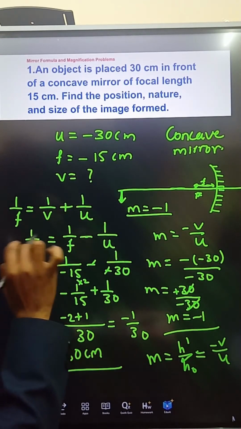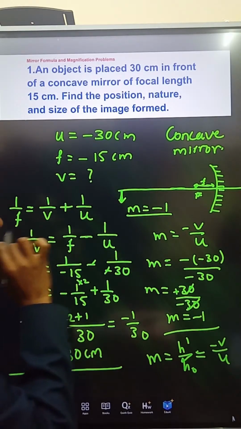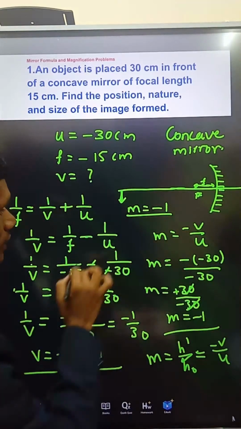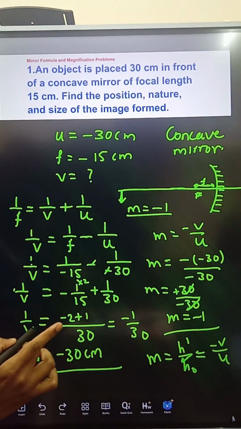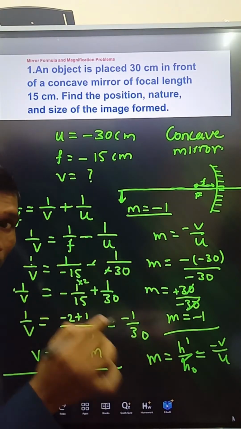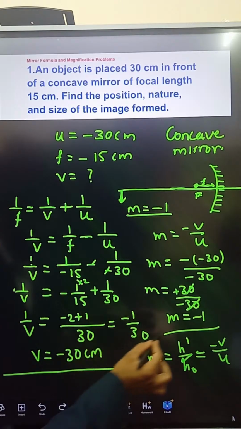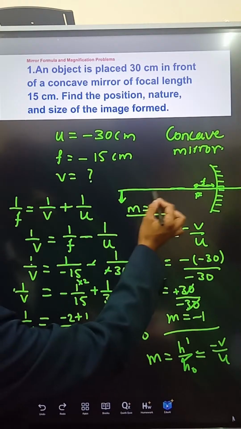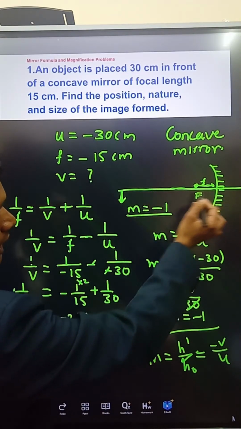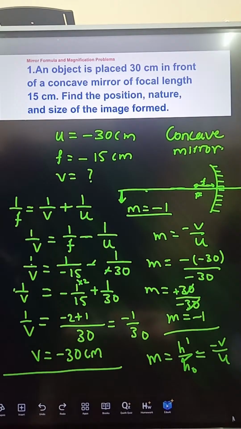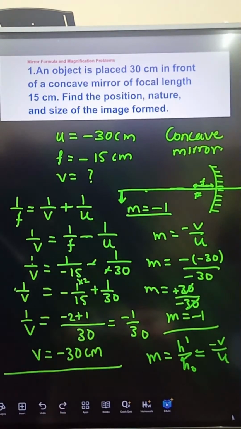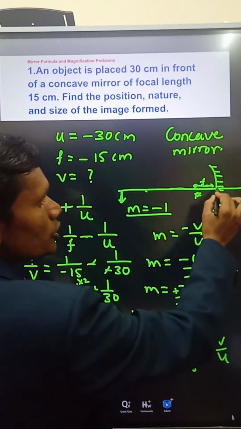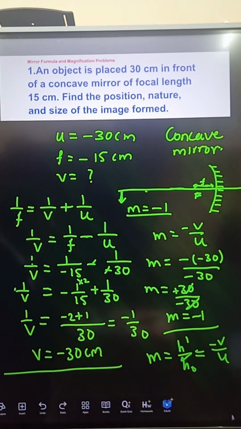Why are we getting a real image? Because you know that the image distance we got here is minus 30 centimeter. What does minus 30 centimeter indicate? We are measuring the distance from the origin to the left of the mirror, right? So it is coming as a real image. If it were virtual, it would come as a positive value, on the other side. Remember. So this is how to solve the first problem.